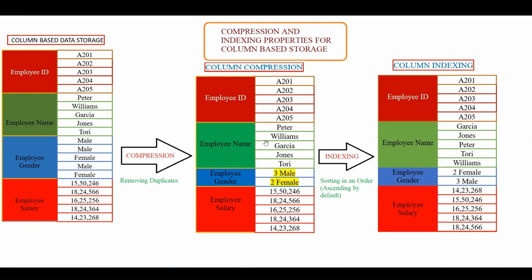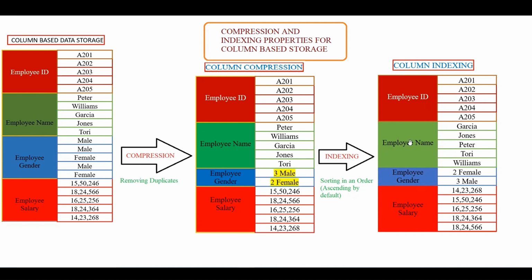Along with compression, there is indexing, which means data is sorted in either increasing or decreasing order. If nothing is provided, it will automatically consider ascending order by default. So here indexing means sorting in an order either ascending or descending, and ascending by default. So in each and every column individual table, it will refer to all the entries and sort according to the order given by the user.